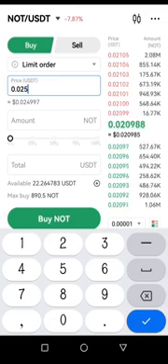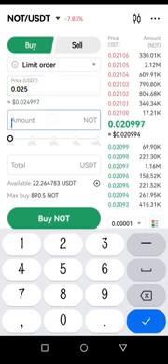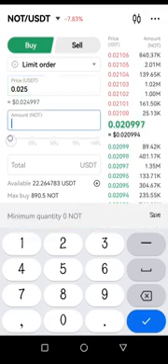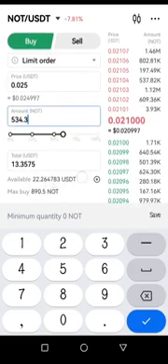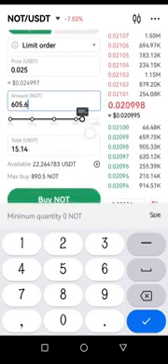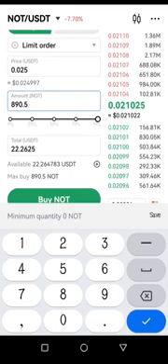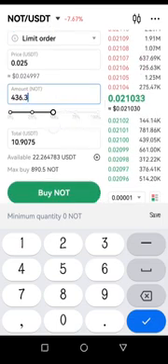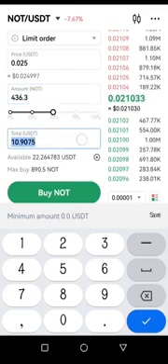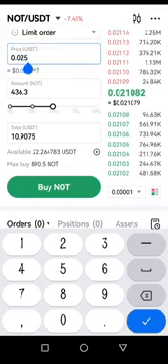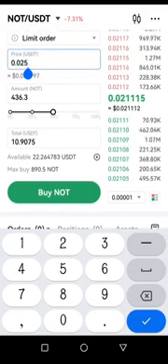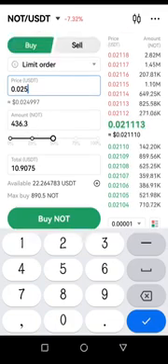I'm going to tap on the amount you want in Notcoin. You can just decide to choose by percentage of the amount you have in your USDT. If I'm using 100%, it's going to use all the money right here. If I use 50%, it's going to use half of the money. This is the price I am paying, and this is the amount of Notcoin I'm going to get. So you are saying that when the price gets to 0.025, I want you to buy, and this is the quantity I'm going to get. That's how the limit order works.